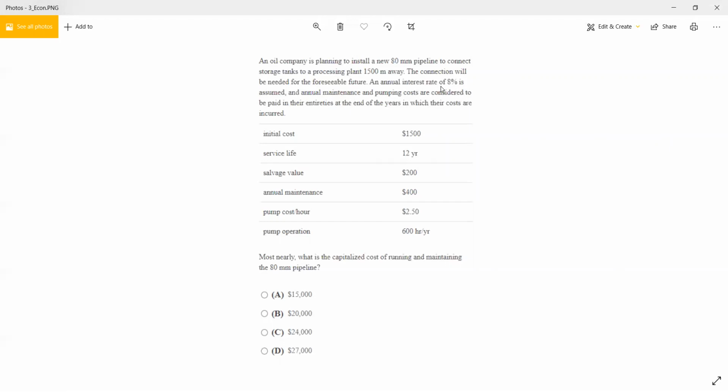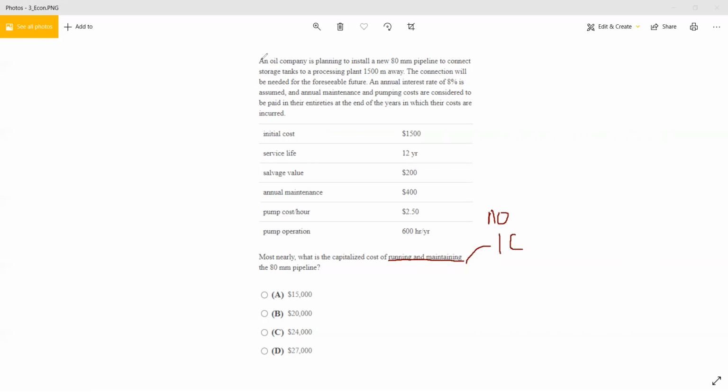I tried that same P over A on the other problem, and I didn't get the right answer. Okay, so you have to do the initial cost if it's not asking for just running and maintaining. That's a key thing that is easy to miss. That's why you don't incorporate the initial cost. Because this other problem says, what is the capitalized cost of this facility? So then you put everything, the initial cost too.